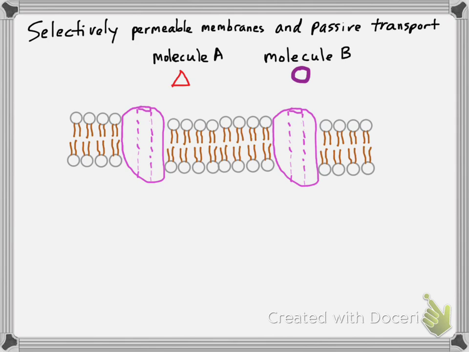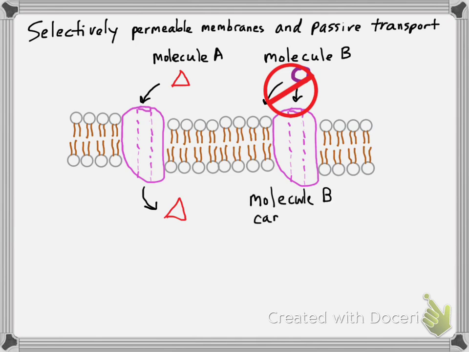And we are looking at two different molecules. One will be able to pass through the membrane and another won't. Let's see which one does. So molecule A does move through, but molecule B cannot. It's unable to pass through the membrane.